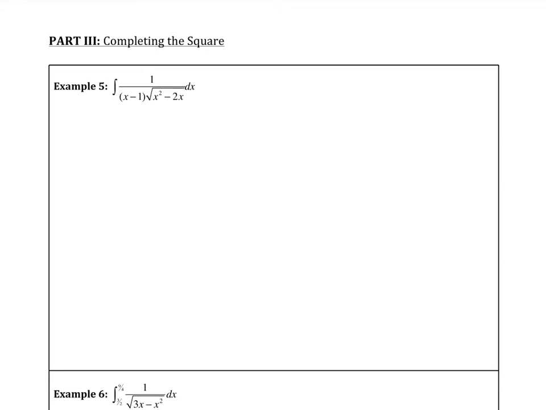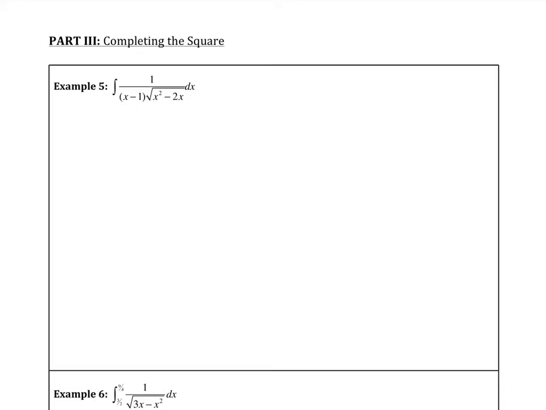So, as you can see in part 3, sometimes we're going to have to complete the square. I'm not going to do a huge review on completing the square, but I'll obviously talk you through it. If you need additional help on that, I recommend that you seek some resources online or go to a friend or something.